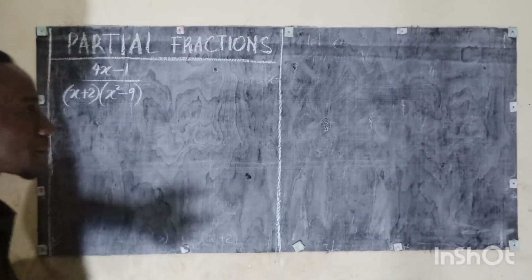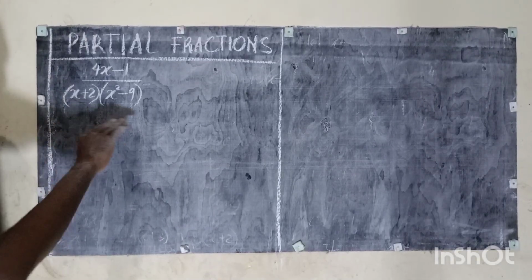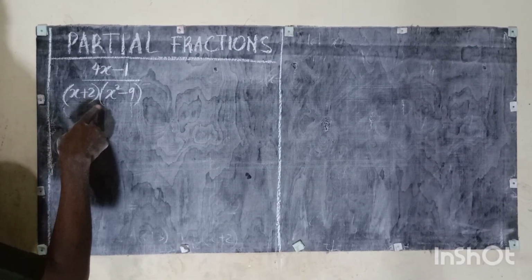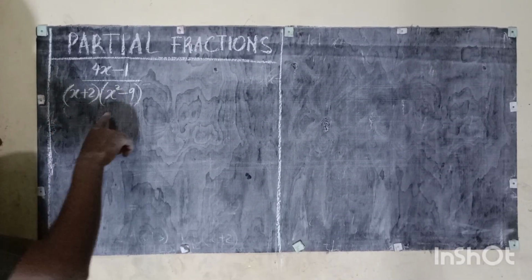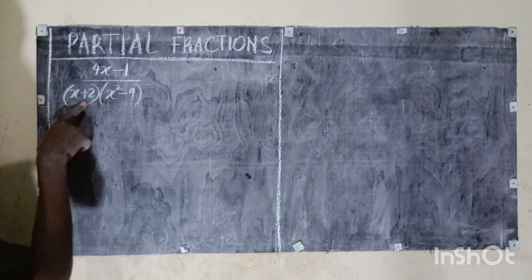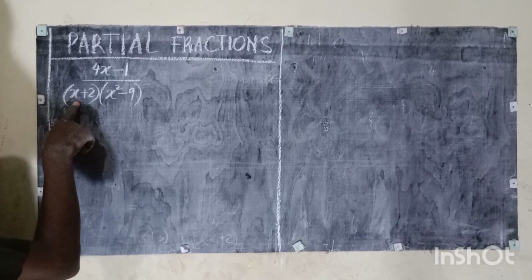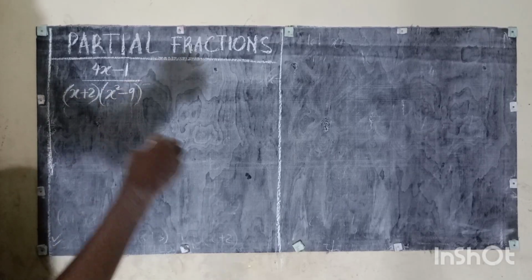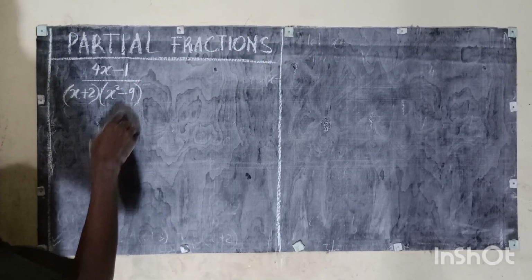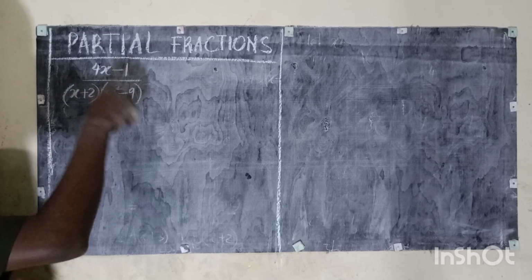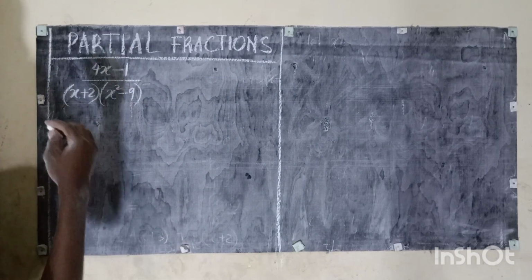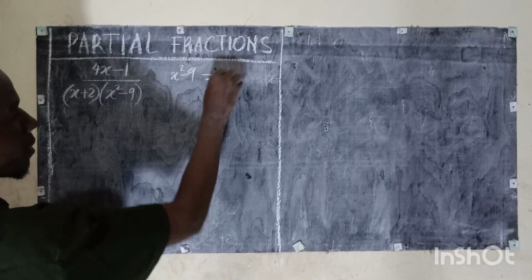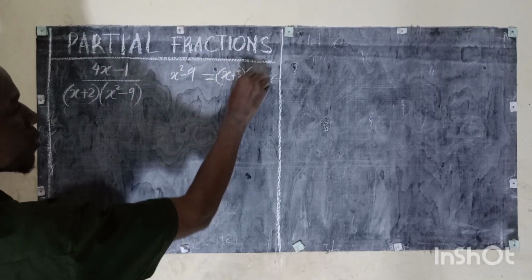Now, what if the denominator is in this form? What shall we do? We shall see whether we can factorize everything here, appearing not to be a linear term or a linear factor. So this quadratic factor here, can it be factorized? Yes, it can be factorized. Whenever it is factorizable, you factorize it. So our x squared minus 9 is the same as x plus 3 into x minus 3.